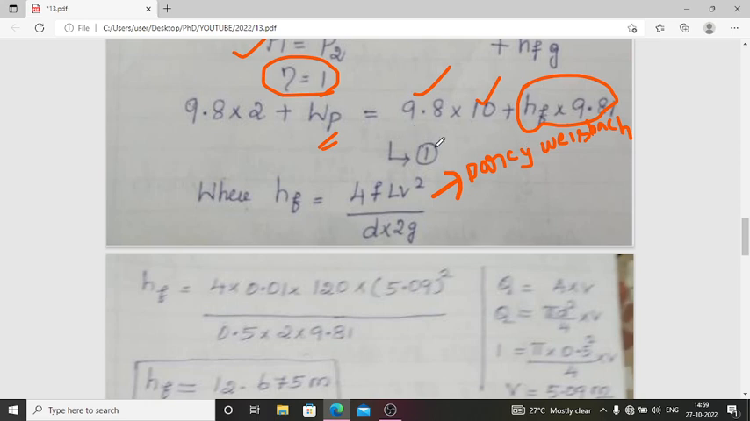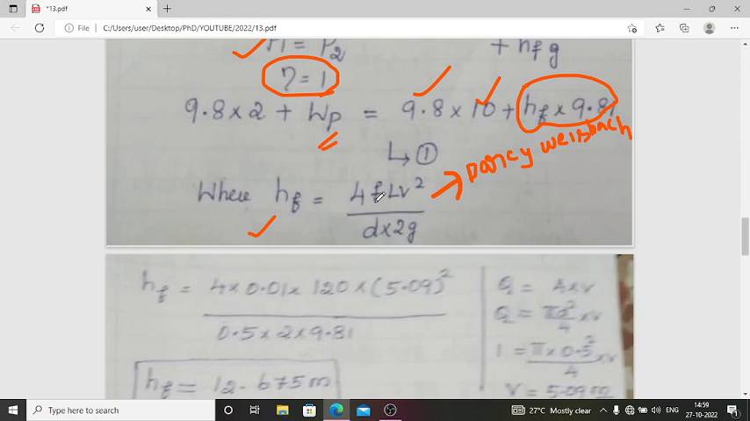So HF is the major losses. The major losses formula is from the Darcy-Weisbach equation. This equation is commonly used for finding the loss of head due to friction in pipes. So this is the Darcy-Weisbach equation: HF is equal to 4F L V squared by D into 2G.